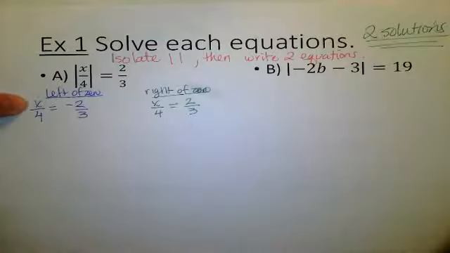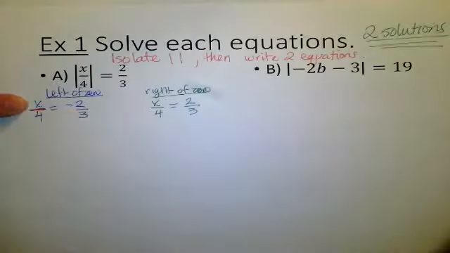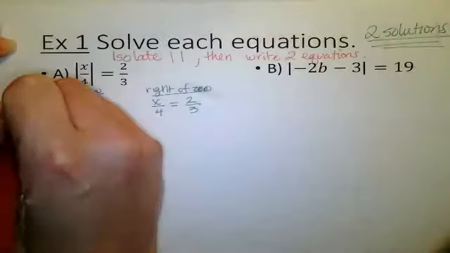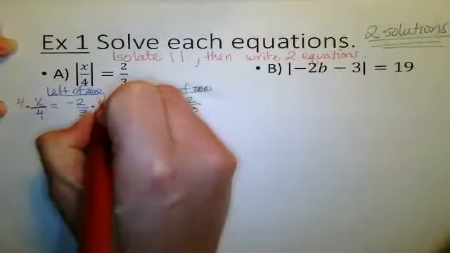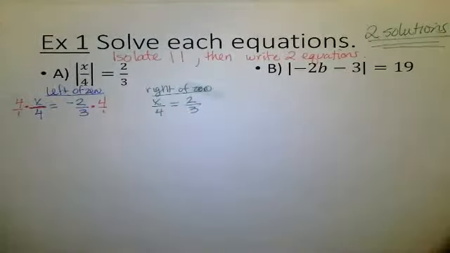How do we get x by itself? This says x divided by 4. To undo divide, we're going to multiply both sides by 4. You can think about it as 4 over 1. And think again, that's a reciprocal.